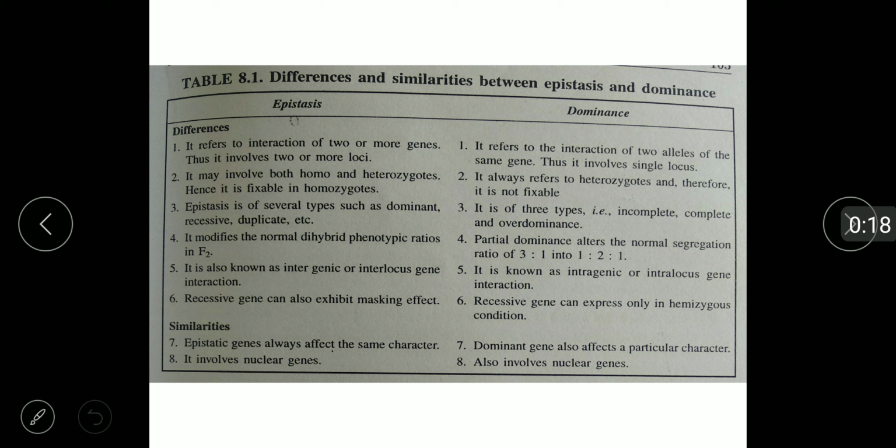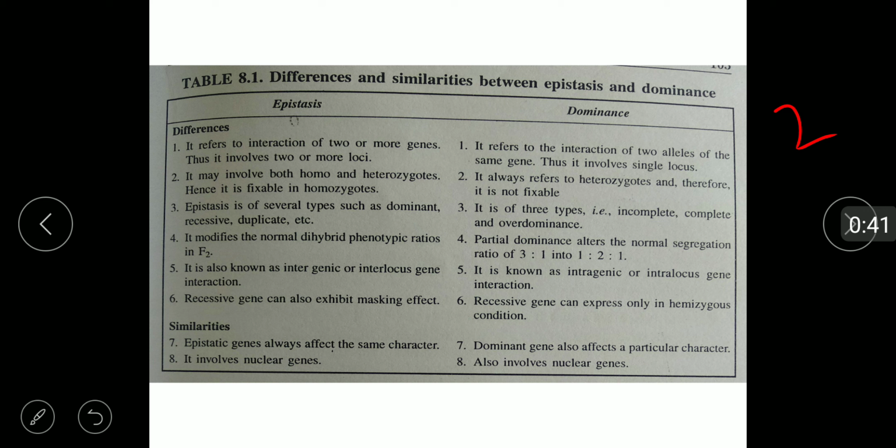Epistasis refers to the interaction of two or more genes, thus it involves two or more loci. That means it is an interaction between two or more genes. But dominance refers to the interaction between two alleles of the same gene. Thus, it involves a single locus.